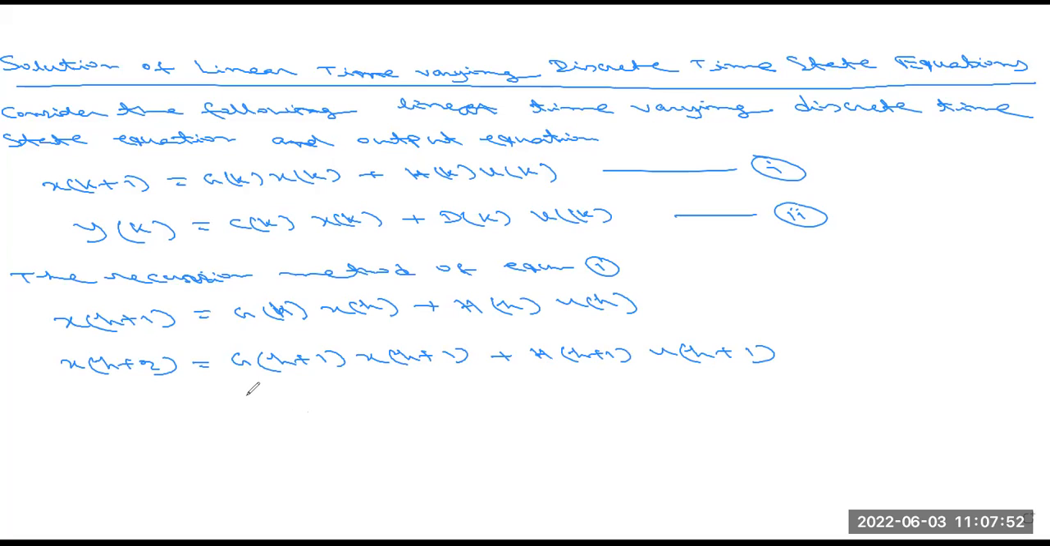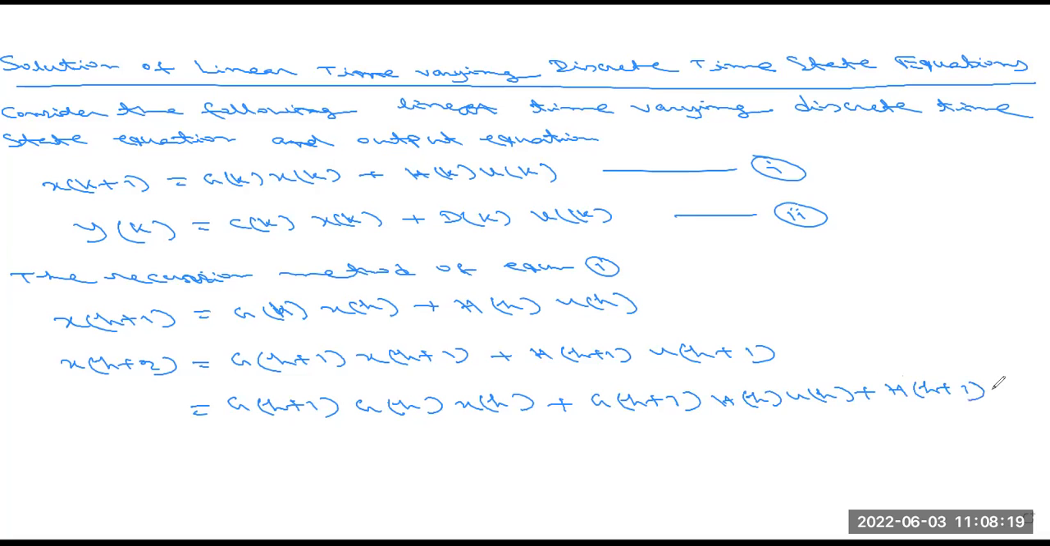Now we have to change this equation. We write the same equation as g of h plus 1 into g h x h plus g of h plus 1 into h of h u h plus h of h plus 1 u of h plus 1. These terms we also have to change in this part. So this process continues.